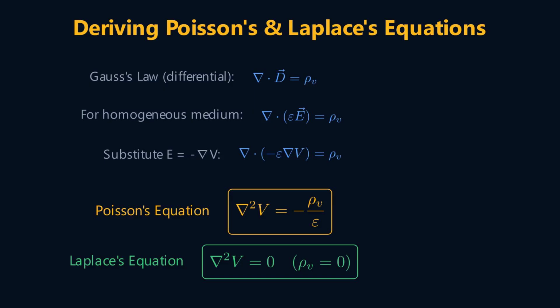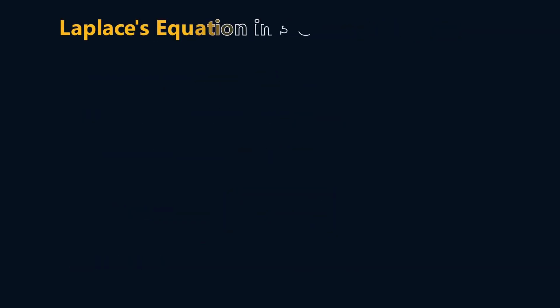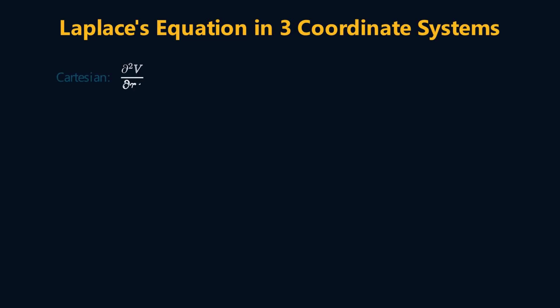When there is no free charge in the region, ρV equals 0, and Poisson's equation simplifies to Laplace's equation. Laplacian of V equals 0. The Laplacian of V takes different forms in each coordinate system. In Cartesian coordinates, it is the sum of the second partial derivatives with respect to x, y, and z.